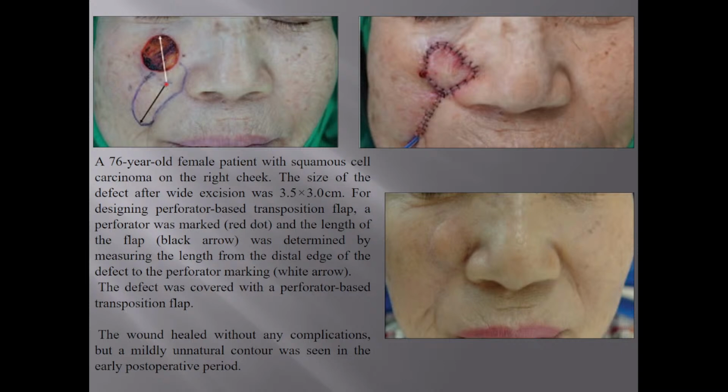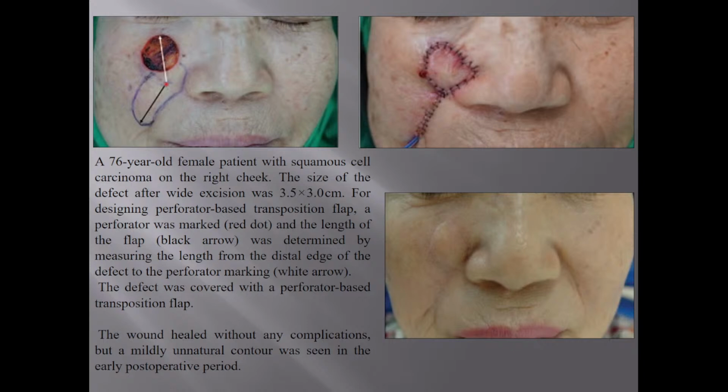The defect was covered with a perforator-based transposition flap. On the next photo you can see this transposition. We've done an incision of this area and then transferred this flap onto the defect. And after it, we suture all the lines of the defect.